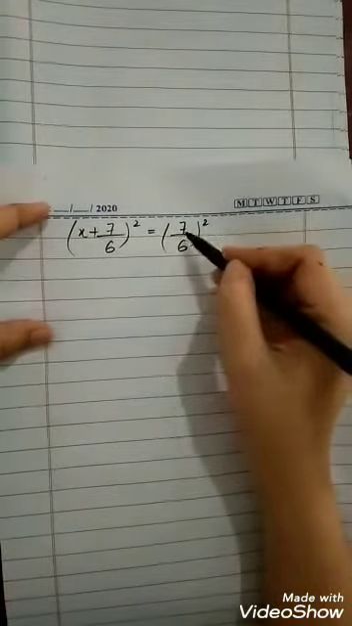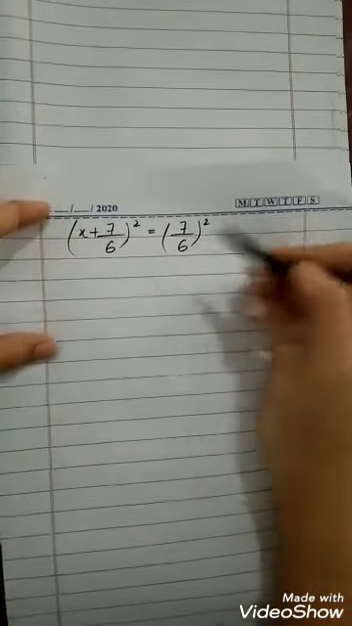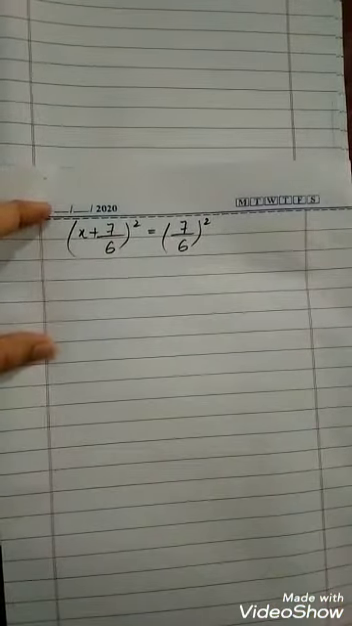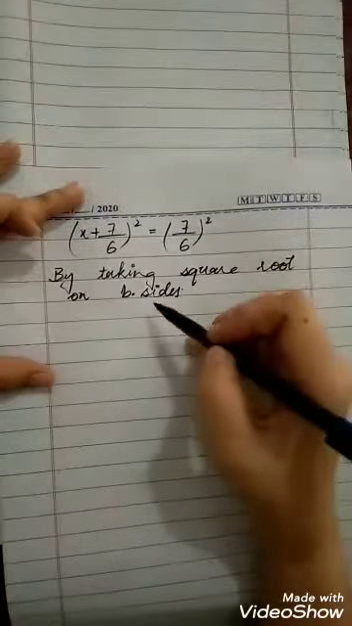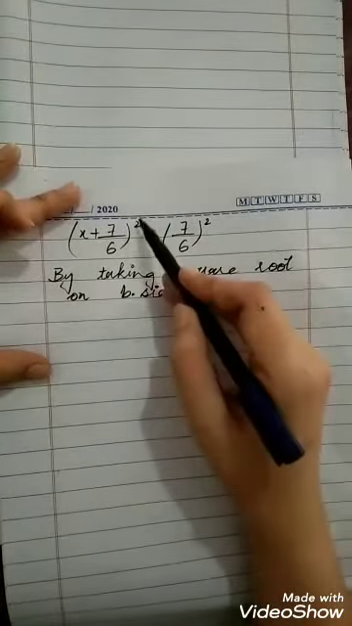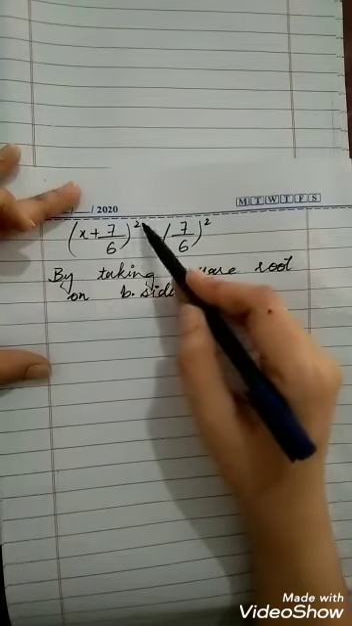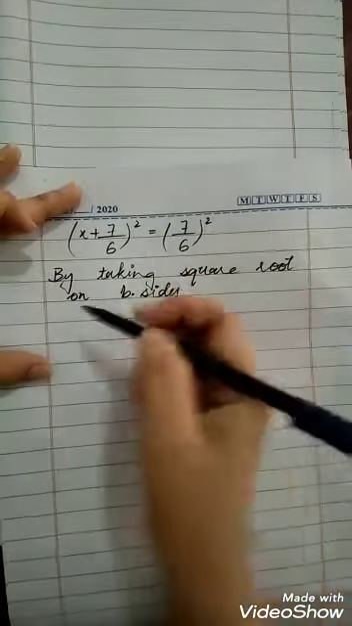We will not open its square because we have to take the square root on both sides, so it can be removed in this way. We will take the square root on both sides to remove this, because we need the x value and here is a square, so we have to remove this.